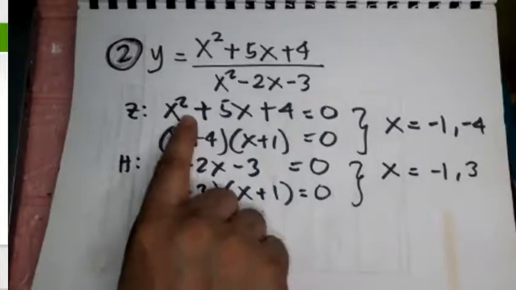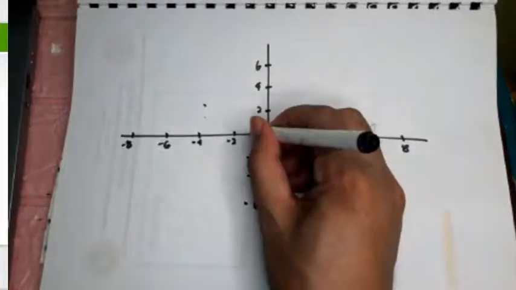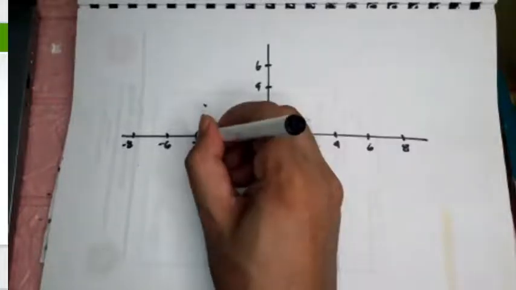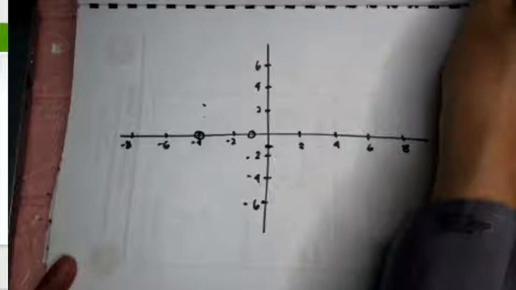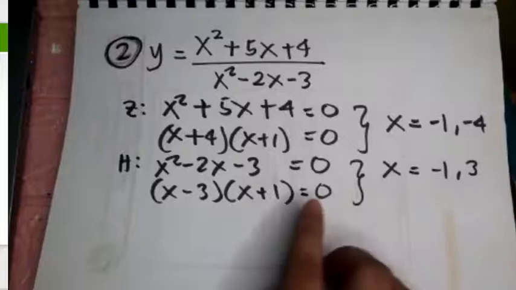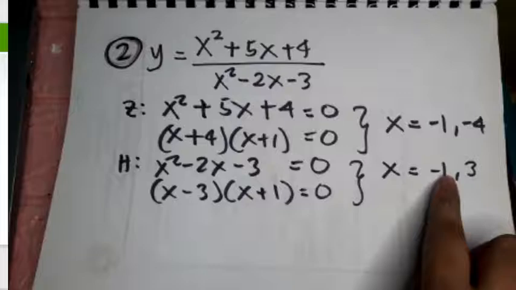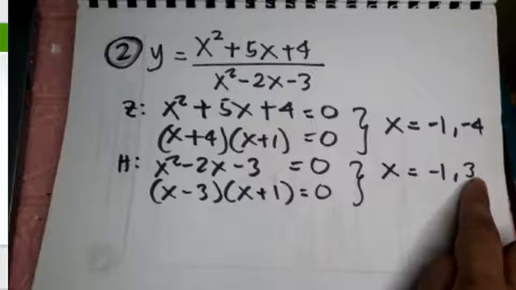So, also we have zeros at x negative 1 and negative 4. Negative 1, that is a zero, and negative 4, that is another zero. Okay? And we have a hole at negative 1 and positive 3. Positive 3, we have a hole here, and negative 1. So, take note. Negative 1, negative 1. So, we can actually cancel out this one.